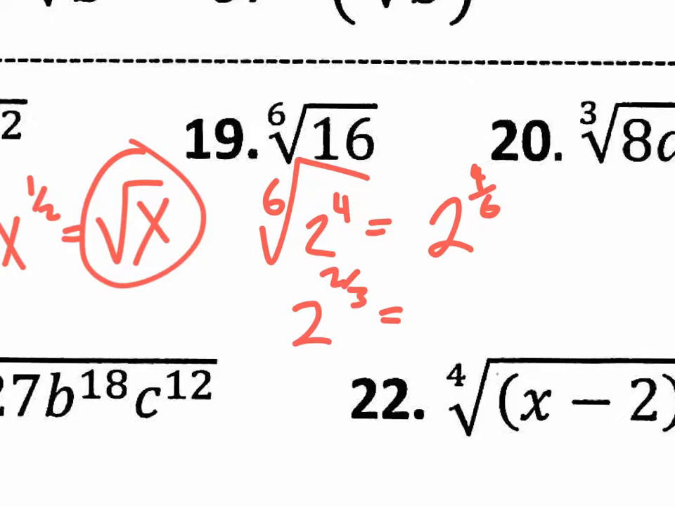Changing it back to a radical, it would be what kind of root? The square root or the third root? Third root, because the denominator is always the root. And then on the inside, 2 to what power? 2 to the 2nd power, because the numerator is the power, 2 to the 2nd power, which will be the third root of 4. So your final answer here is the third root of 4 on number 19.